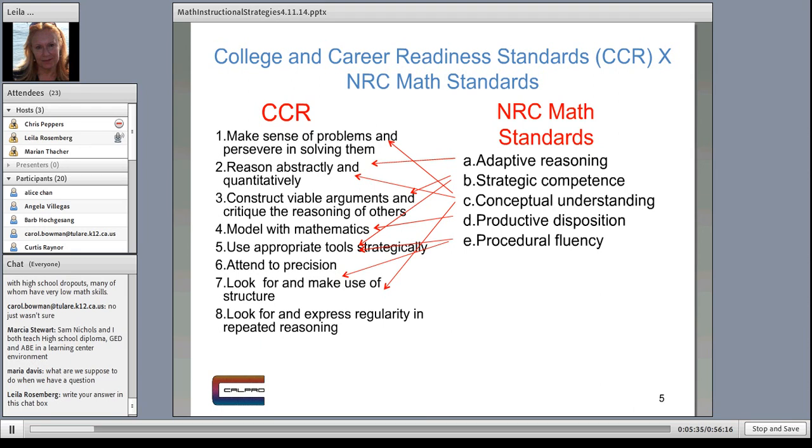Conceptual understanding with making sense of problems and persevere in solving them. And the last one, strategic competence, to look for and express regularity in repeated reasoning. As you can see, even though you have 5 items in the NRC Strands and 8 in the CCR, in one way or another, they are related. But as I said, perhaps you would discuss this with other teachers and choose to do this in a different way. But in one way or the other, they are related.